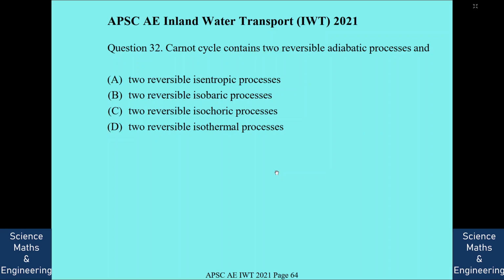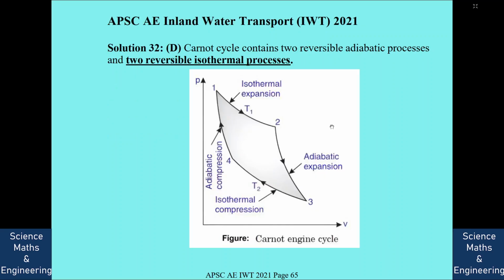Next, Carnot cycle contains two reversible adiabatic processes and A, two reversible isentropic processes, B, two reversible isobaric processes, C, two reversible isochoric processes, or D, two reversible isothermal processes. So the answer is, Carnot cycle contains two reversible adiabatic processes and two reversible isothermal processes. So we have an isothermal expansion, an adiabatic expansion, an isothermal compression, and an adiabatic compression.